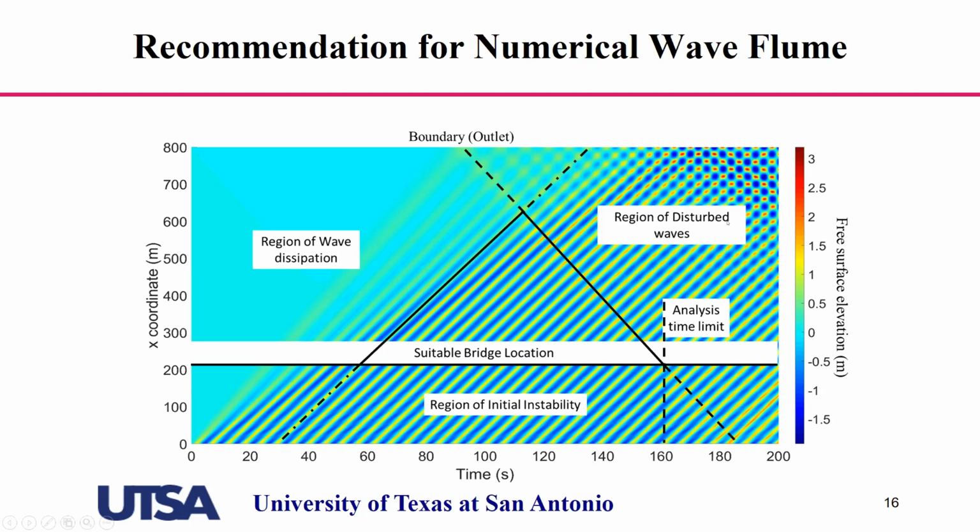The next is the region of disturbed waves. This region is highly disturbed. It does not replicate the proper behavior of nature, so you want to exclude this region at any cost. The suitable bridge location should be as close as possible to this line, which is the region of initial stability. I have chosen 200 meters from the inlet, which is this one. The limiting analysis time is 160 seconds, because after that you have the disturbed wave, which you don't want. So if you place a bridge here with this 800-meter domain, you can analyze for 160 seconds.